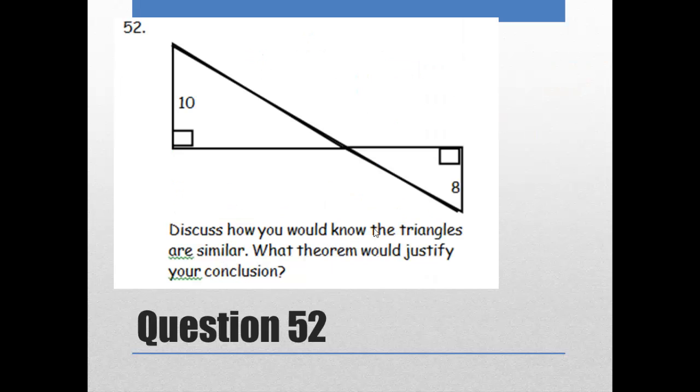Discuss how you would know the triangles are similar. What theorem would justify your conclusion? Alright guys, look at this thing. We know that side, we know that side, we know a right angle, and we have vertical angles. So, you know an angle, and that's all you need to prove triangles similar. They're similar by angle.